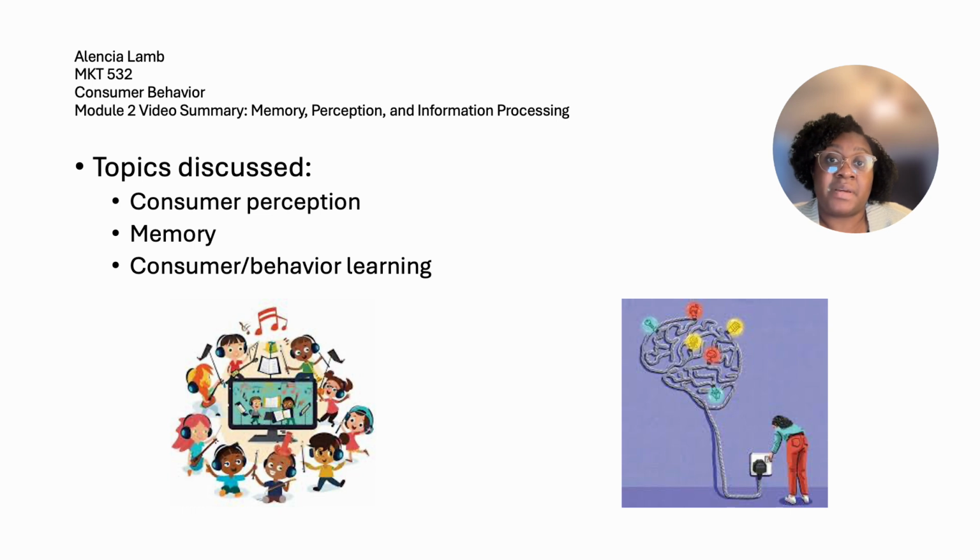The different types of memory that were discussed were the amygdala, where emotions and experiences are retrieved; the basal ganglia, where motor skills are used; and the cerebellum, which controls the storage and retrieval of long-term memories. And now moving on to the last topic discussed in this module, consumer behavior learning. Learning is defined as acquiring new knowledge, skills, or behavior.